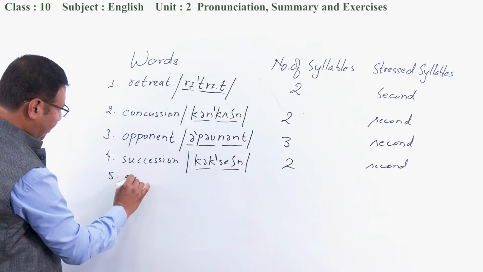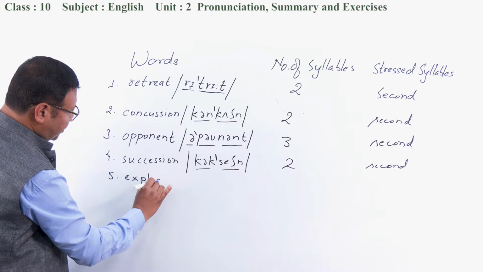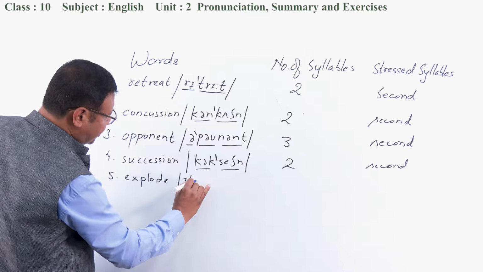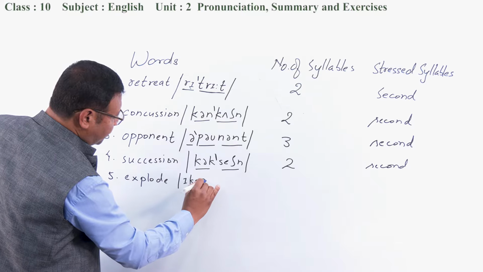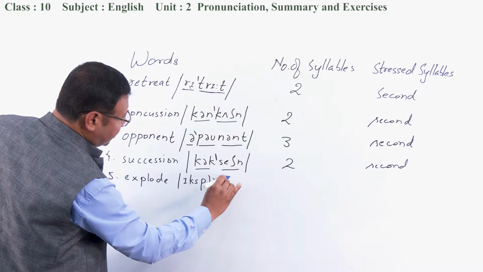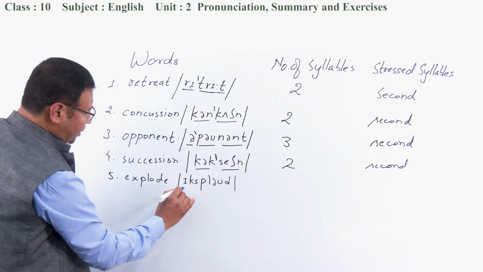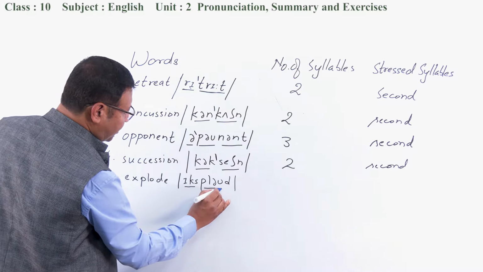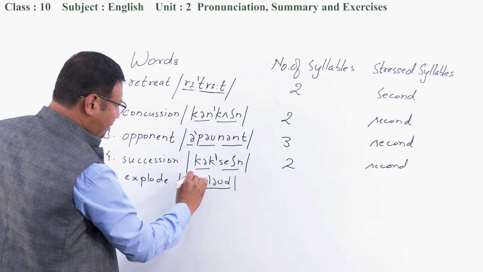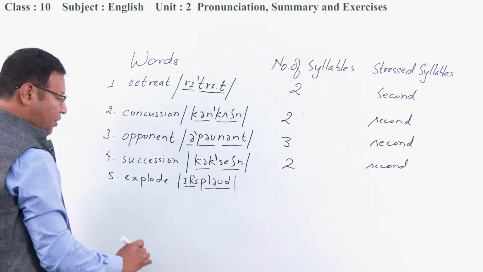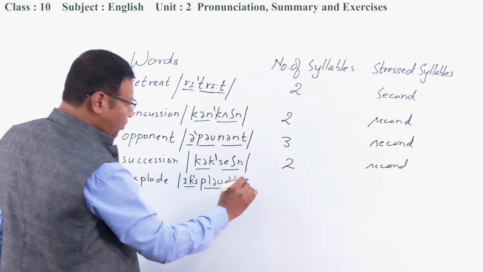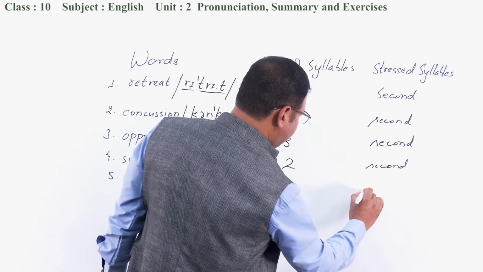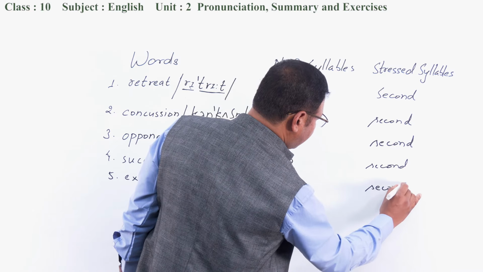Number five is explode, E-X-P-L-O-D-E. So we write explode. So it's explode. So stress lies here in the second also. It starts with the S. So we call it explode. Two syllables and stress lies on the second too. Explode.